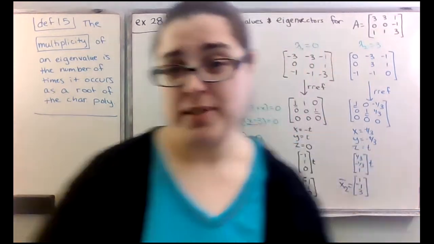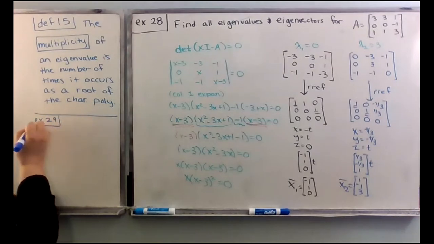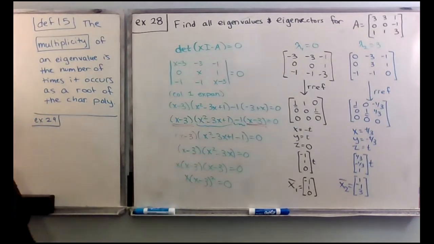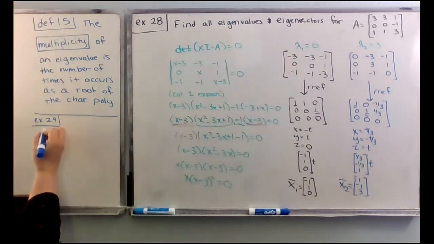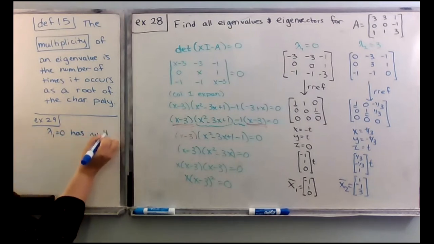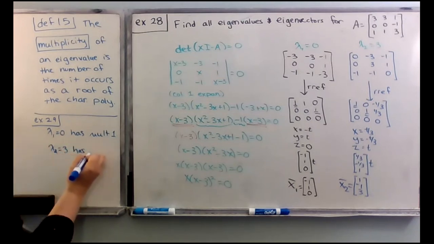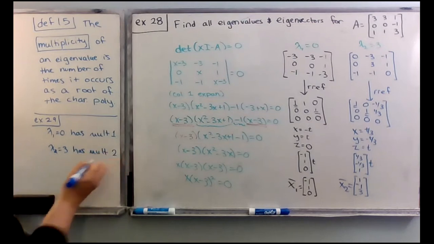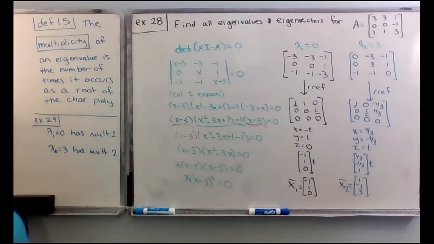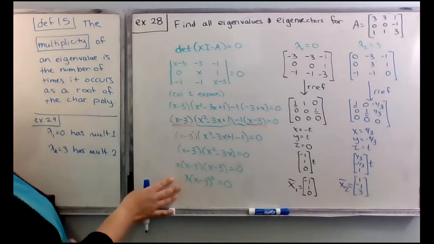So as a follow-up example, example 29, let's state the multiplicity of each of these eigenvalues. Here, lambda equaling 0 has multiplicity 1, and lambda 2 equaling 3 has a multiplicity of 2. I got this from my characteristic polynomial, or my characteristic equation.